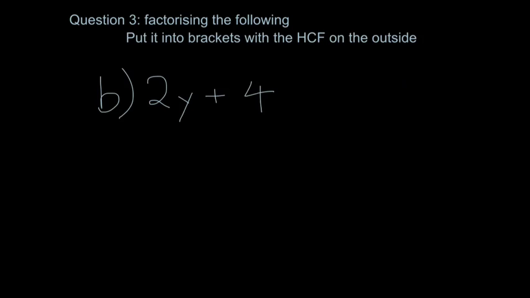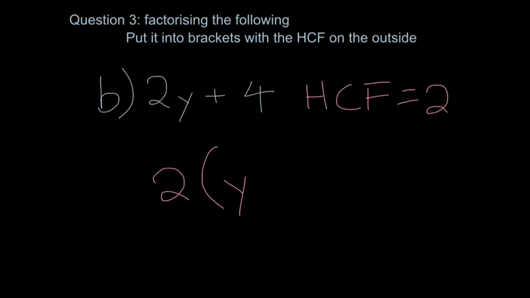So for question 3b, you've got the expression 2y plus 4. Hopefully straight away you can see that the highest common factor is 2. So what that means is that it goes outside the brackets. Now if we take 2 away from 2y, we're left with just y. And if we divide 4 by 2, it leaves 2. So the answer to that is 2y plus 2 in brackets.